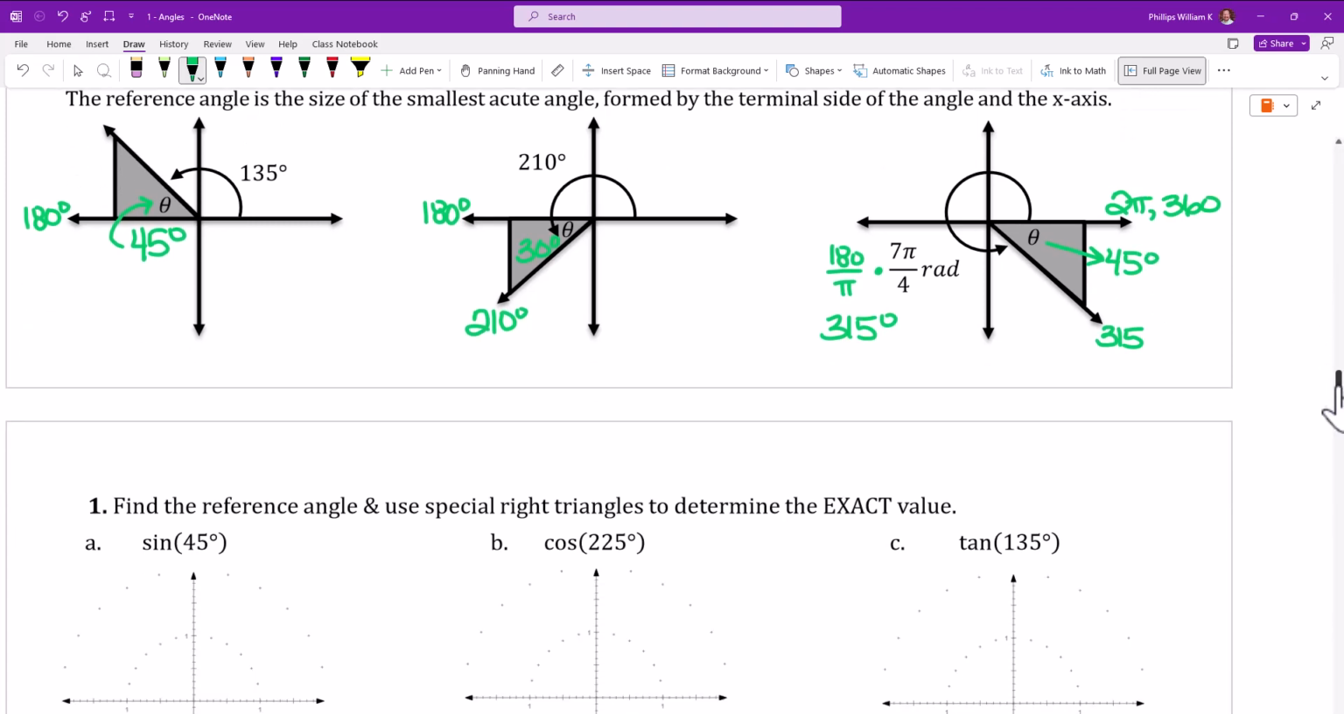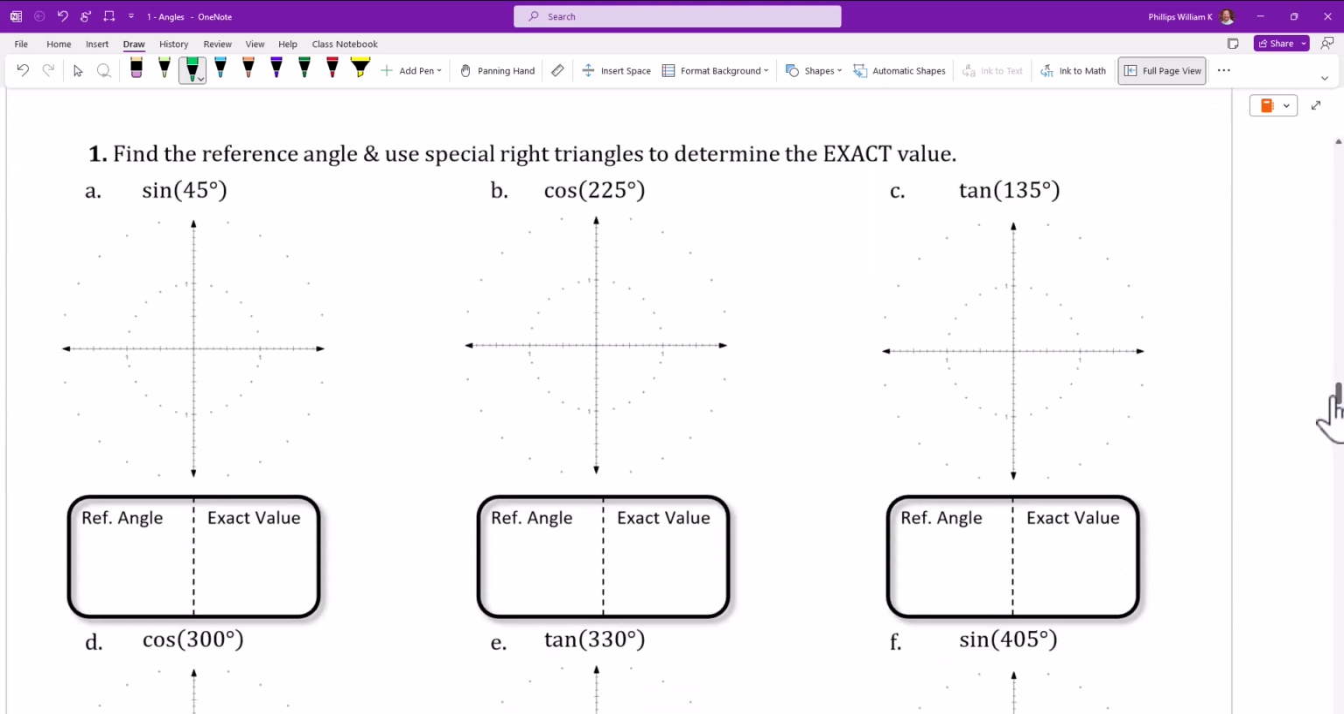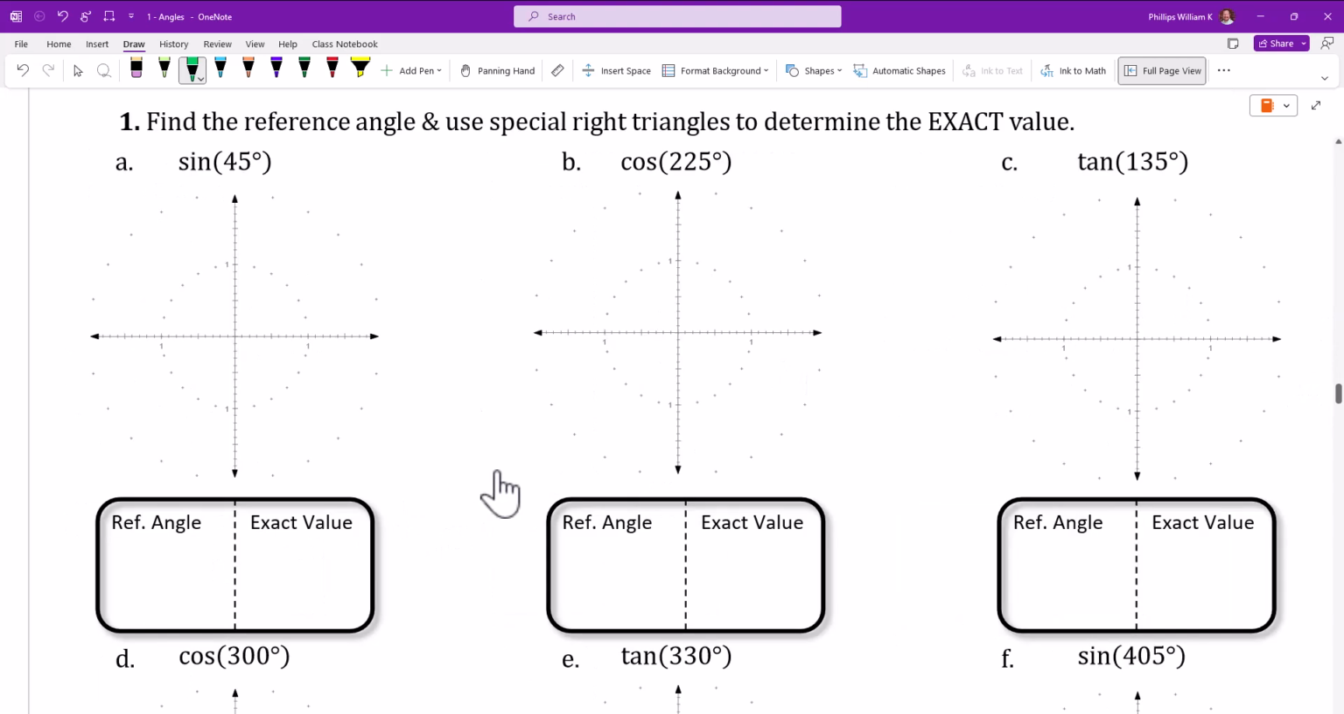Now, why are reference angles useful? Well, we can use them for a variety of things. So specifically in pre-calculus, we like to use reference angles to help us find the exact value of trig ratios. So let me show you what I mean.